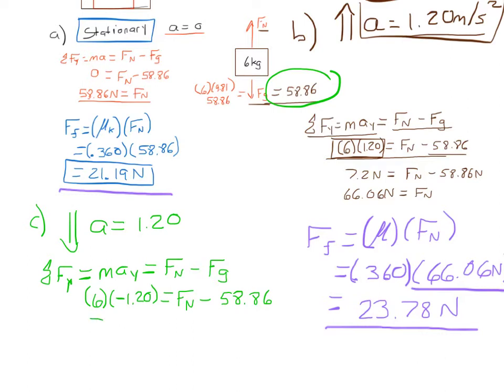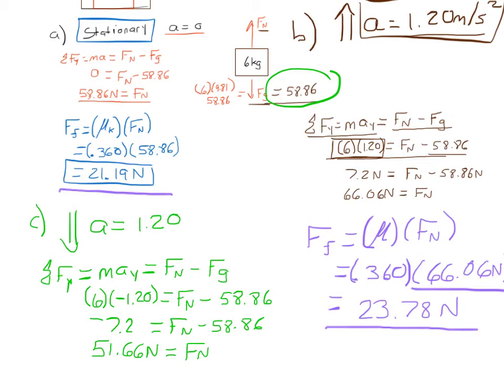So we end up with negative 7.2 is equal to the normal force minus 58.86. So we end up with 51.66 newtons as the normal force.